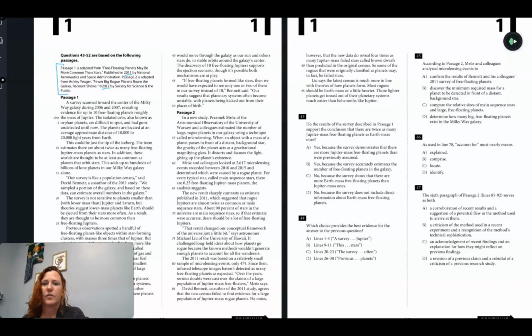So the title of the first one is Free Floating Planets May Be More Common Than Stars. And the second one is called Fewer Big Rogue Planets Roam the Galaxy, Recount Shows. So it looks like these are going to disagree with each other.